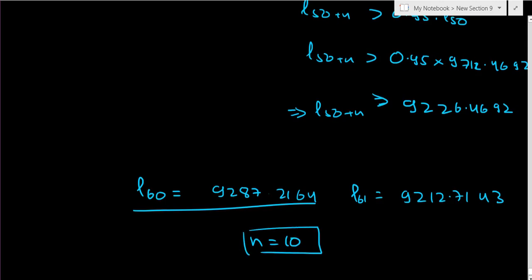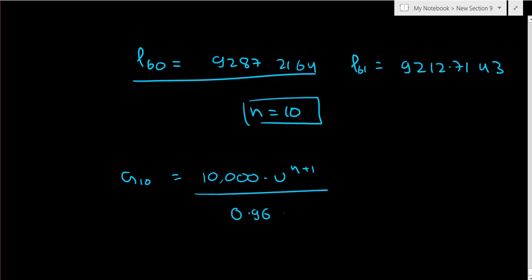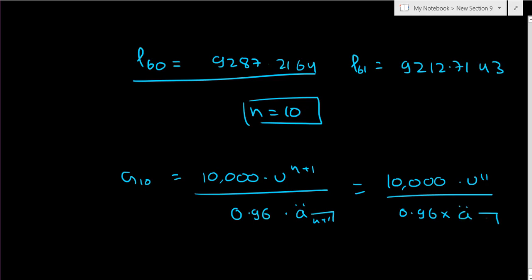Now the job remaining is just to calculate the premium. So the premium amount would be G10. That would be 10,000 into v to the power of n plus 1 over 0.96 into ä n plus 1. So it becomes 10,000 into v to the power of 11 over 0.96 into ä 11. If you solve it with direct formulas, this comes out to be 790. So that's your answer.